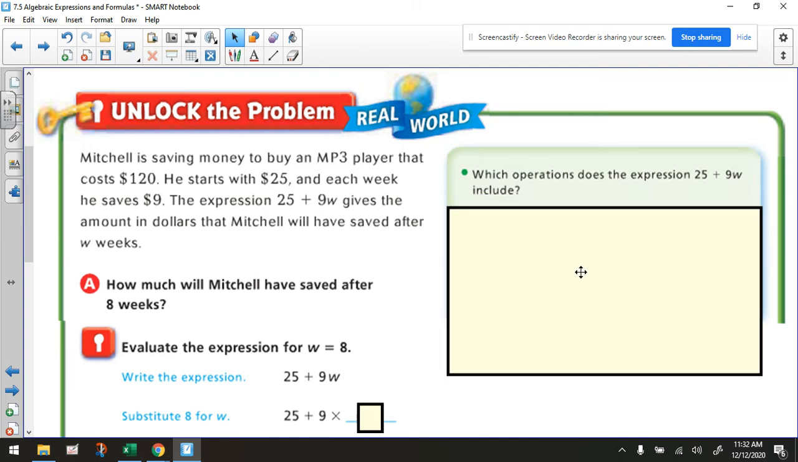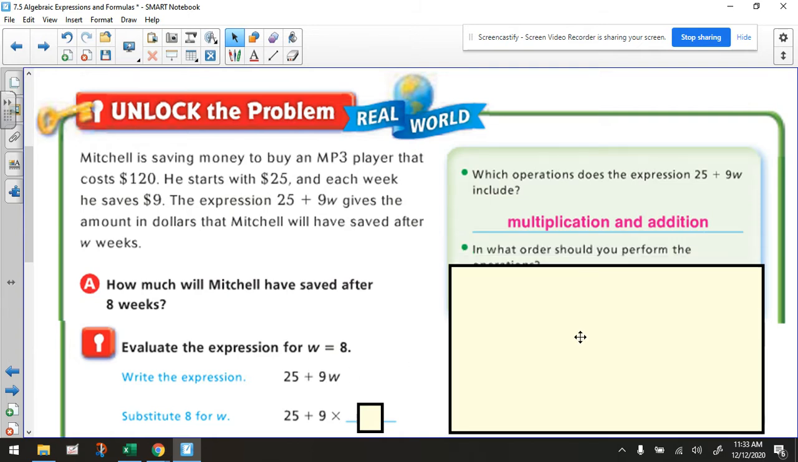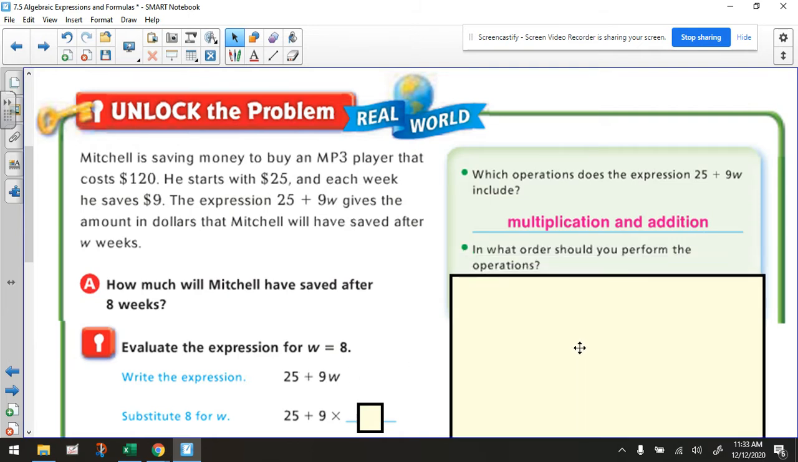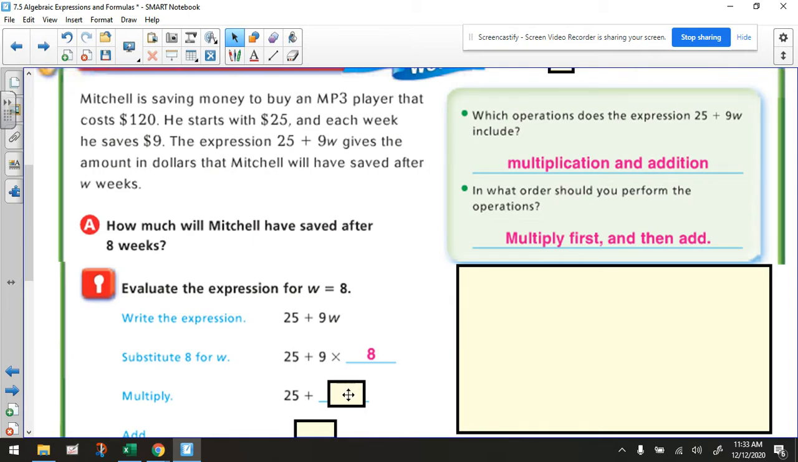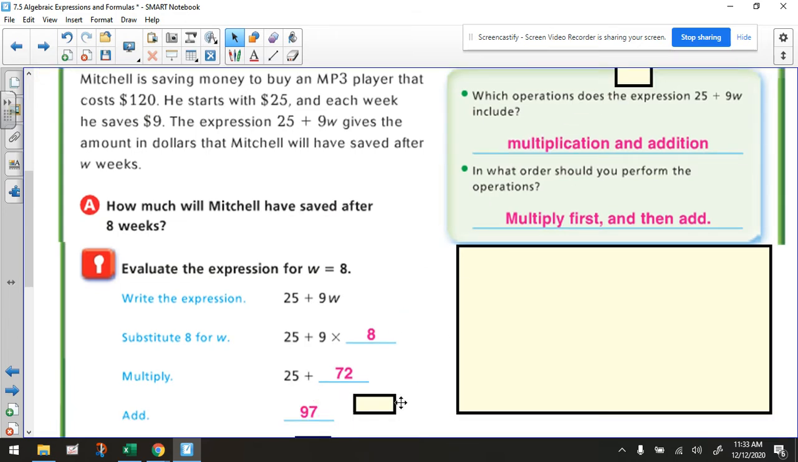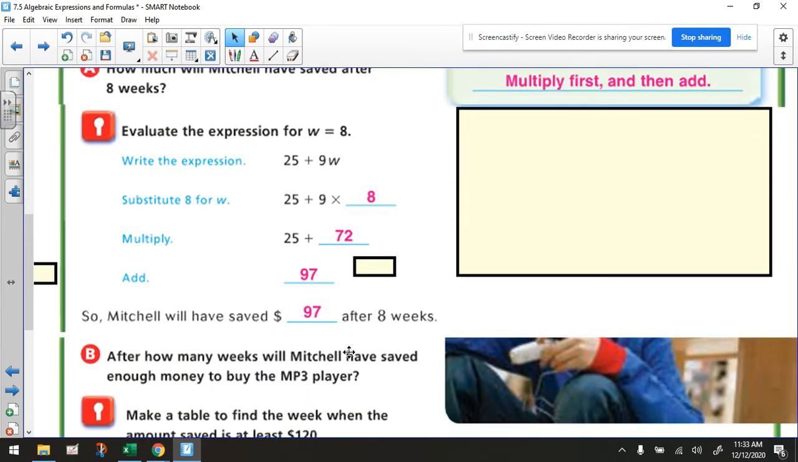We have to ask ourselves, which operations does the expression 25 plus 9W include? It includes multiplication and addition. So again, here's the addition, here's the multiplication. In what order should you perform the operations? Well, we always multiply first and then we add. So if we're going to multiply first, that means we're going to substitute in the value 8 in the place of W. So that really means that we're going to be doing 9 times 8. We would multiply those two things first, just because order of operations says that we do that always, even if the directions don't remind you to follow order of operations. We get the 72, and then add these two values and get the 97. So we know that Mitchell will have saved $97 after 8 weeks.